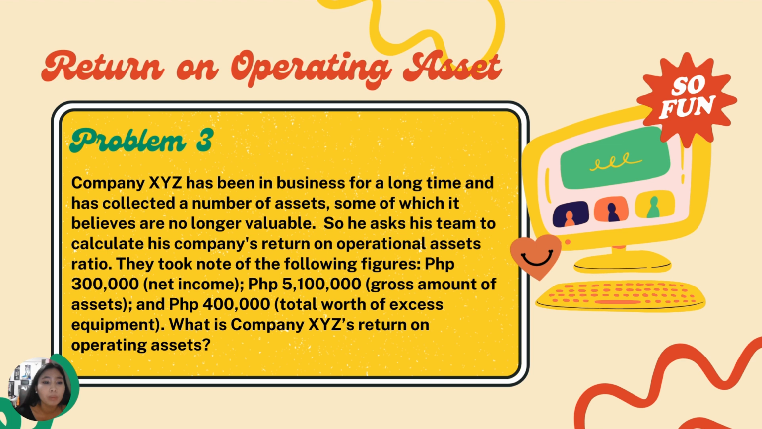So, sa problem 3 naman natin is, company XYZ has been in business for a long time and has collected a number of assets, some of which it believes are no longer valuable. So, he asked his teammate to calculate his company's return on operational asset. They took note of the following figures, which is 300,000 net income, 5.1 million gross amount of asset, and 400,000 total worth of excess equipment. What is company XYZ's return on operating asset?